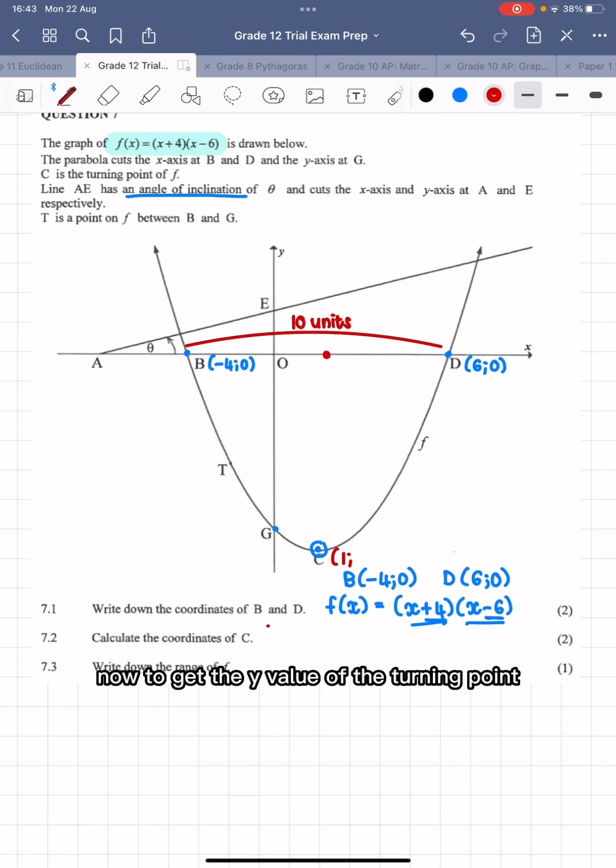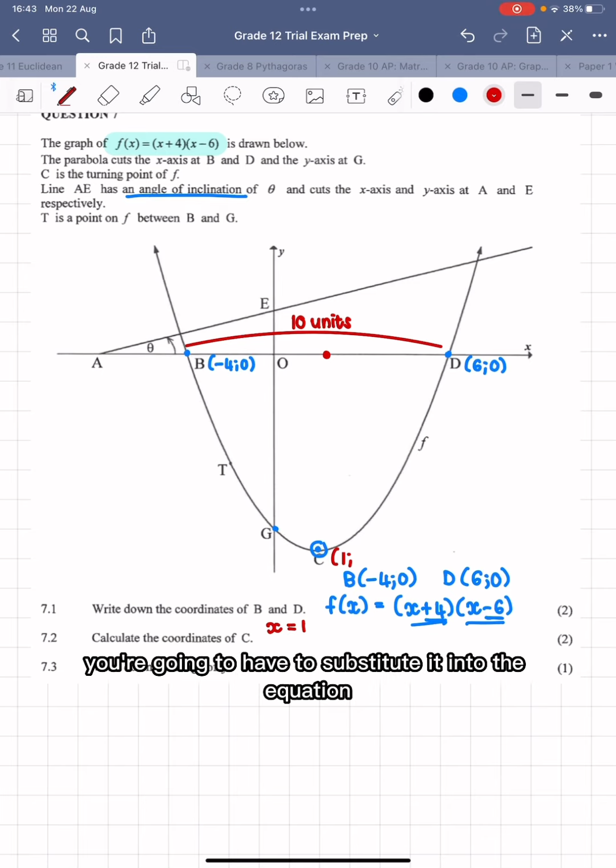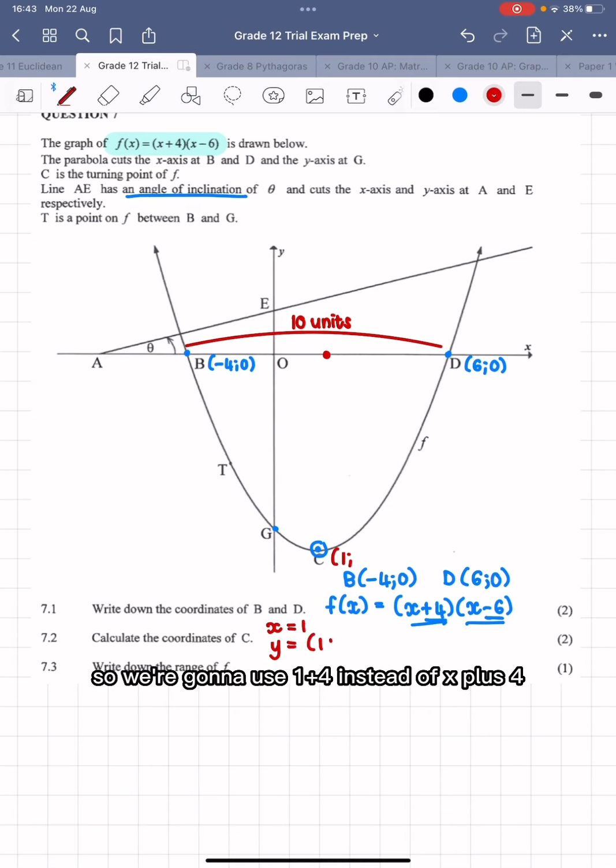Now to get the y value of the turning point, you're going to have to substitute it into the equation. So we're going to use 1 plus 4 instead of x plus 4 and 1 minus 6 instead of x minus 6. That is going to give us 5 times -5. So that is going to give us a value of -25. So the coordinates of C are going to be (1, -25). So I can put that in on my picture here.